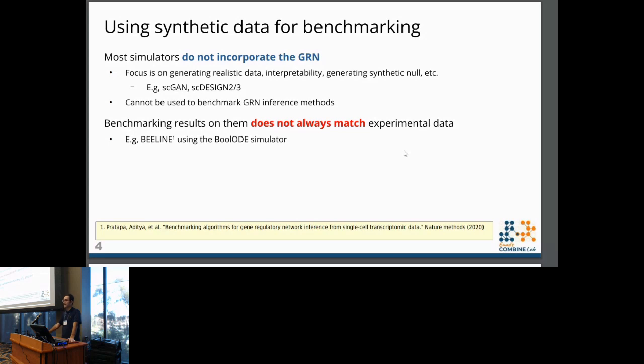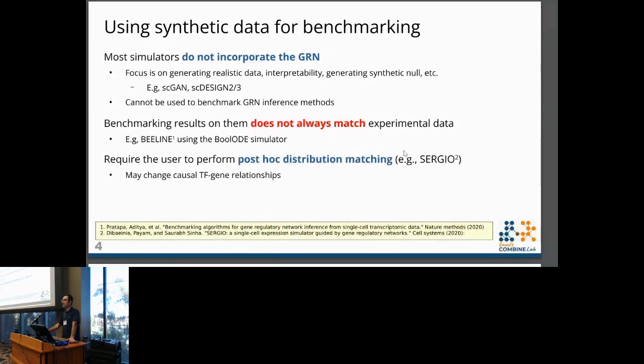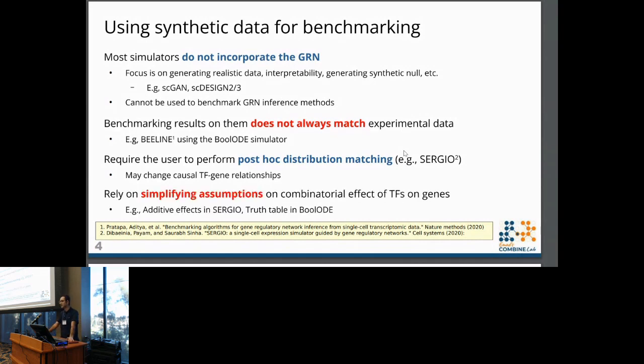Furthermore, current simulators that are GRN guided require the user to perform some kind of post hoc distribution matching once they generate data that corresponds to a certain GRN. Now, that process on its own is very subjective, but there is also some unknown effect that it introduces when it comes to the causal effect of TFs and genes that was previously imposed. And finally, they all have some simplifying assumptions when it comes to how the combination of TFs work. For example, in the case of two TFs co-regulating a gene, they make very simplifying assumptions.